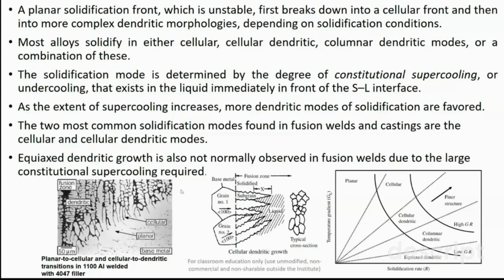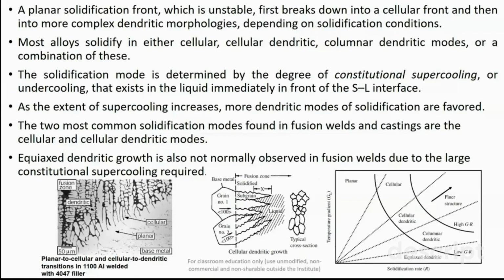So the one was the planar, other was the cellular, and then you can see the cellular arms were converting into somewhat cellular dendritic, meaning some small dendrites are also formed on the surface. This is the cellular dendritic growth, and finally at the end they are more converted into the dendritic form. From this diagram you can observe how you can achieve the different types of solidification modes.